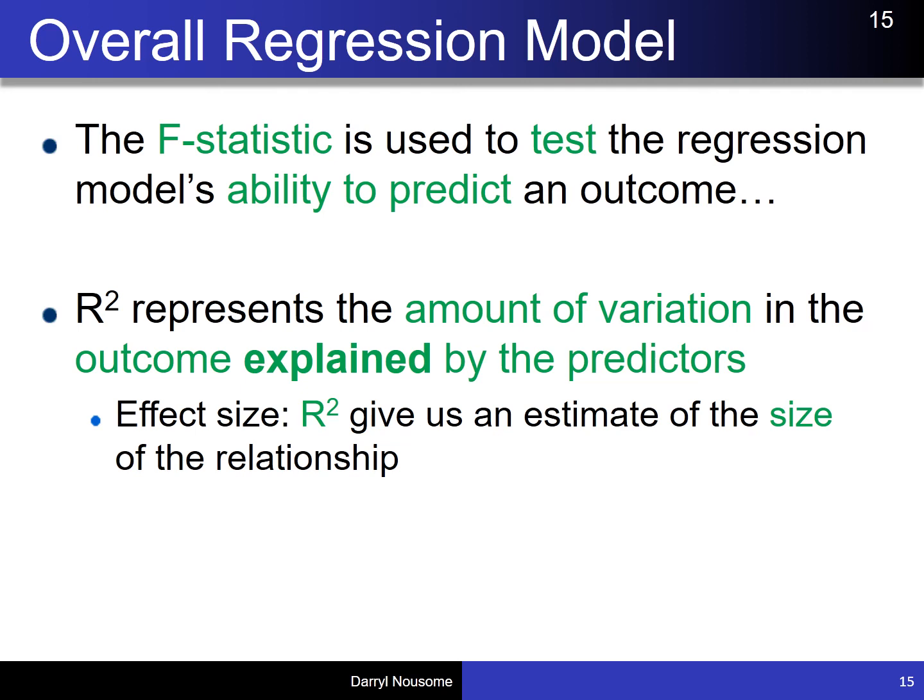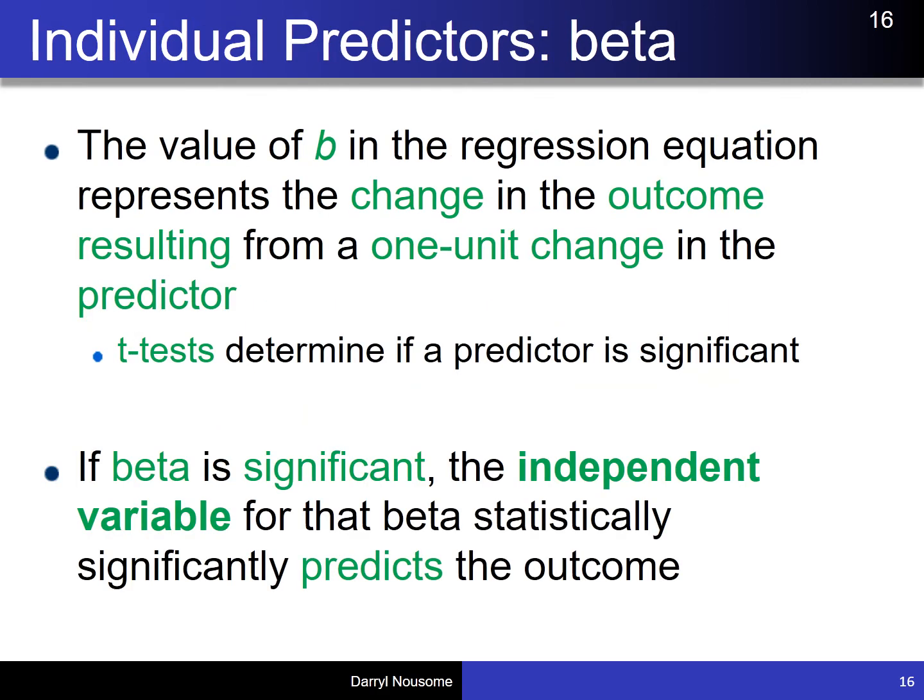So we have two things that we want to test statistically. We want to test the overall regression model, and following that we want to test the individual predictors, the betas, right? We want to test the intercept, and we also want to test the slope. So the value of the beta in a regression equation represents the change in the outcome resulting from a 1-unit change in the predictor. And we can test this predictor statistically to determine if a single predictor is significant, right?